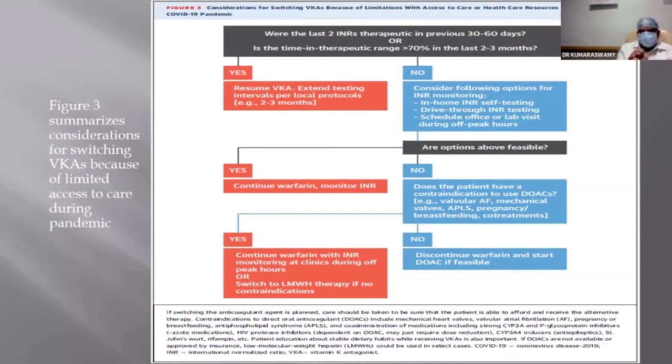Or if there is no contraindication for direct oral anticoagulation, such as valvular AF, mechanical valves, APLS, pregnancy, or breastfeeding, which are contraindications, you can go for a direct oral anticoagulation. If there is a contraindication, you have to go for the indirect oral anticoagulation like acenocoumarol or warfarin. And before switching from acenocoumarol or warfarin to a new oral anticoagulation, your INR should be 2 or less than 2. You should remember that.